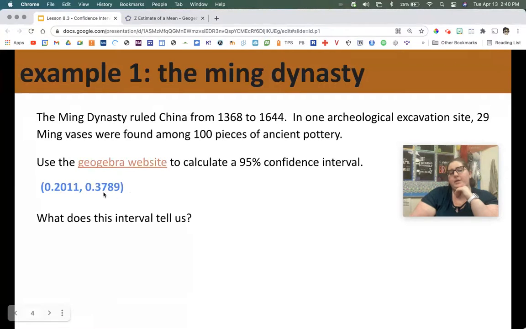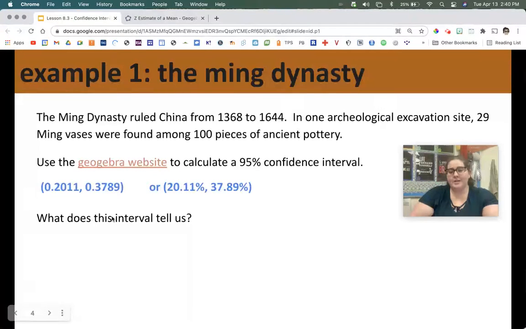Our upper limit was 0.3789. Those are proportions, which means they are in decimal form. If I wanted to, I could write that in terms of a percentage by just multiplying them by 100. So like 20.11% to 37.89%.